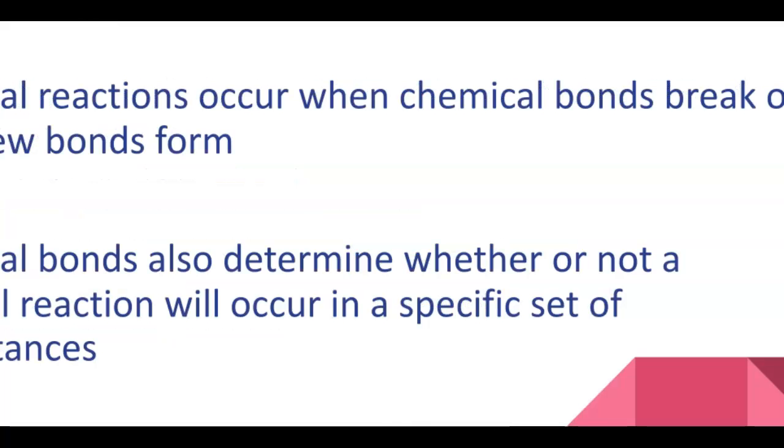Now, chemical reactions happen on a small scale, and we can't always see them happening. You have to remember that's when chemical bonds break or when new bonds form. Chemical bonds also determine whether or not a chemical reaction will occur in a specific set of circumstances, meaning everything we write out on paper does not actually always happen in real life. Sometimes there's not enough energy there to create the reaction. So we have to look for observations.